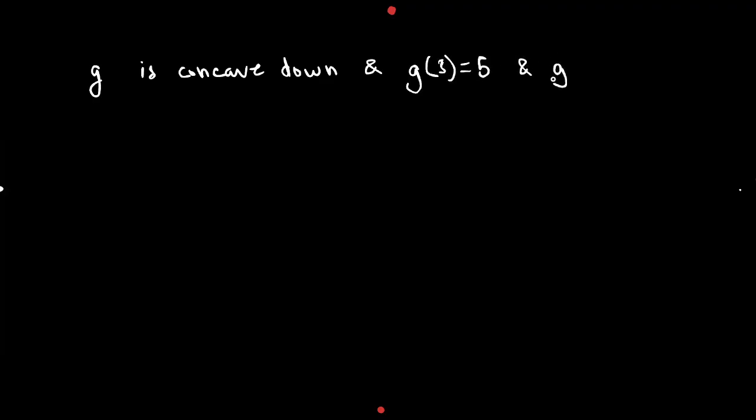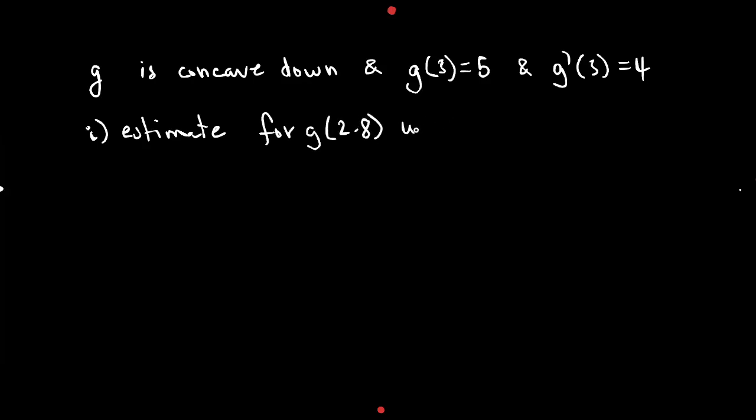But if we're told, for example, we have some function g, and this function g is concave down, and we're told that g of 3 is equal to 5, and g prime of 3 is equal to 4, we are going to start off by trying to estimate g of 2.8, using local linear approximation for our g at x equals 3.